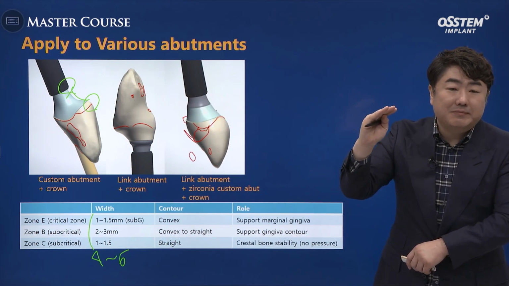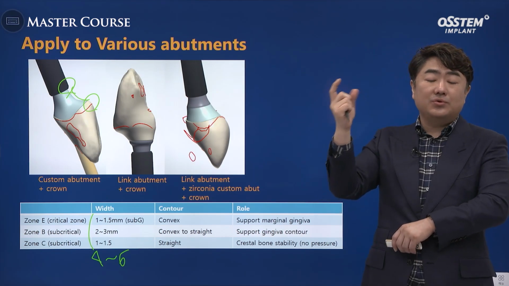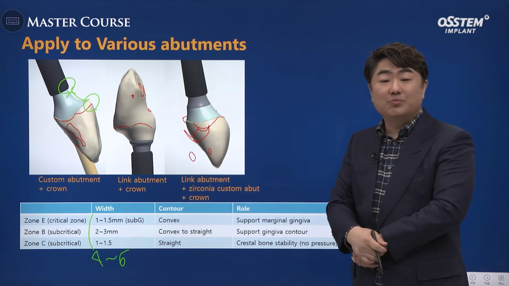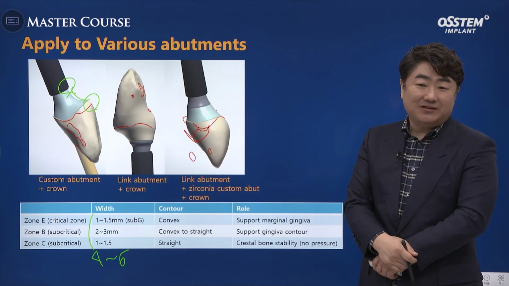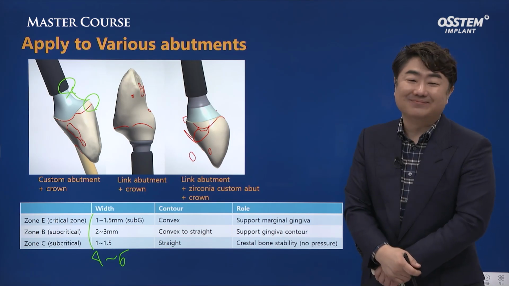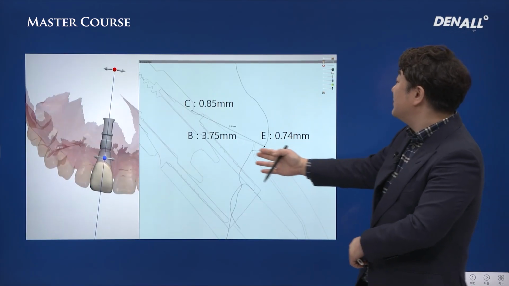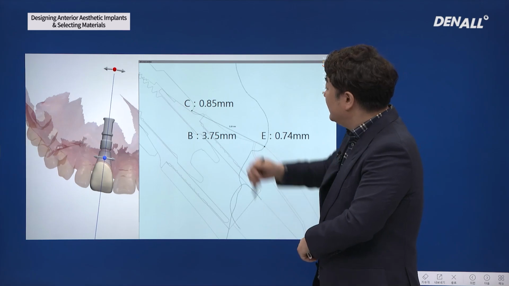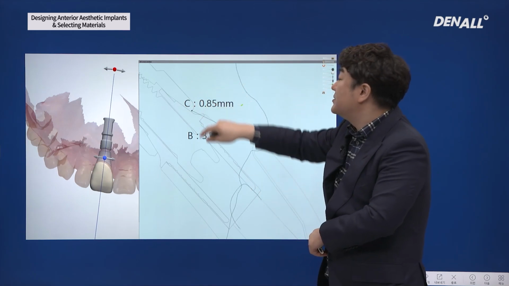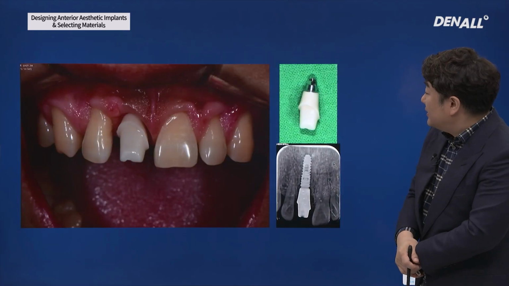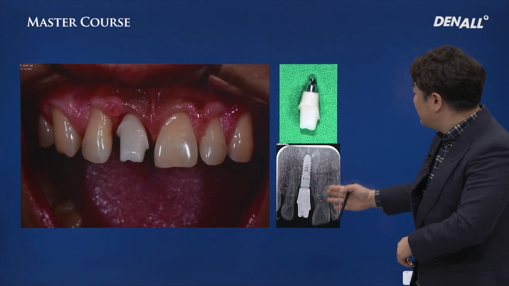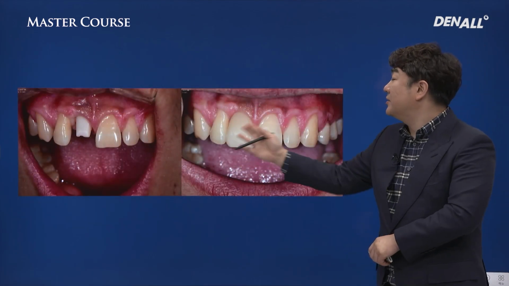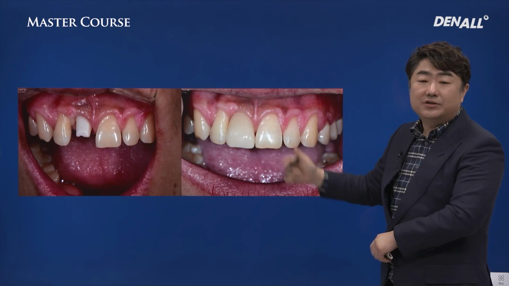We need to place the implant 3 to 4 millimeters deeper than the free-gingival margin. In order to proceed with prosthodontic phase more smoothly, you need to place it 5 to 6 millimeter deeper. That is my preference. If you look at the image, the implant has been placed 5 to 6 millimeters deep. The link abutment takes up about 1 millimeter. If you check the fit intraorally, it looks like this, and on top the crown goes up and you can complete aesthetic prosthesis.